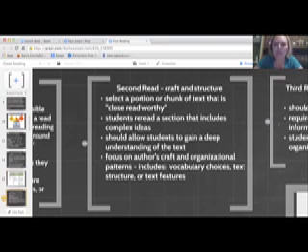During the second read, you're looking at the craft and structure. Select a portion or chunk of text that is close read worthy. Students reread a section that includes complex ideas. It should allow students to gain a deep understanding of the text. It should focus on author's craft and organizational patterns, and includes vocabulary choices, text structure, or text features.